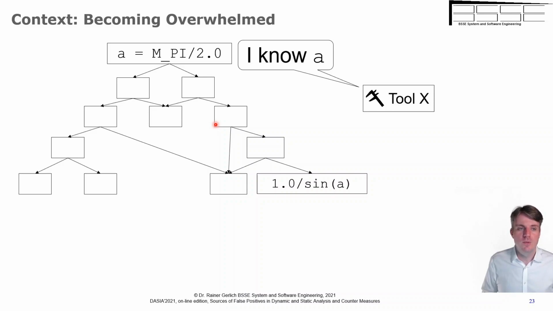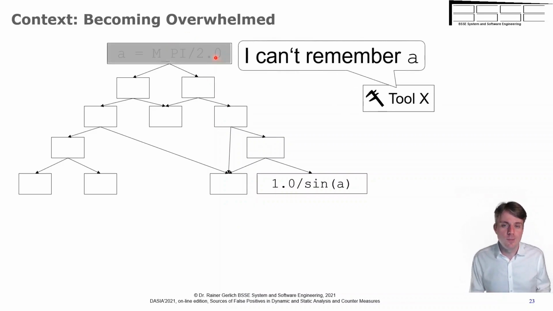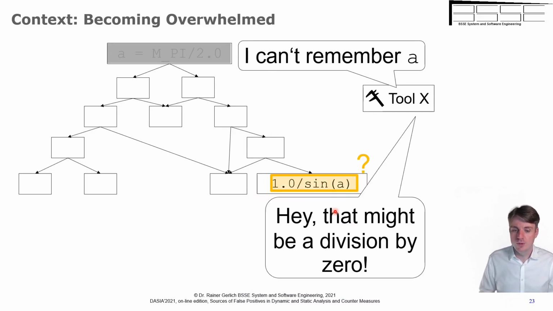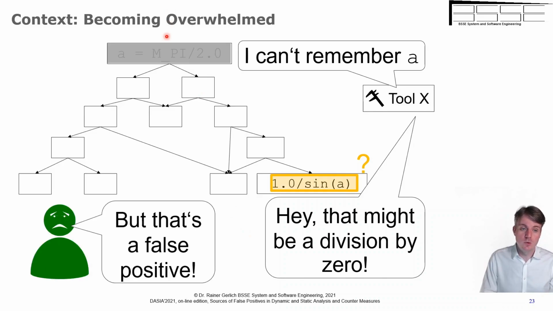And it might drop the information that a is pi over 2. So now it can't remember a. And finally, it gets to this expression here, and because it doesn't know the value of a, it cannot conclude that this operation is safe, and it will report to us that that might be a division by 0. And of course, we, looking at the context, would conclude that that, again, is a false positive.